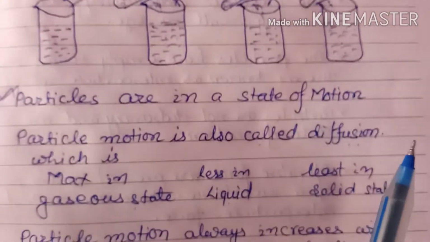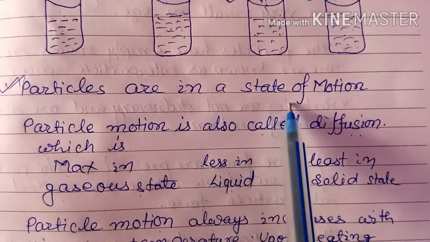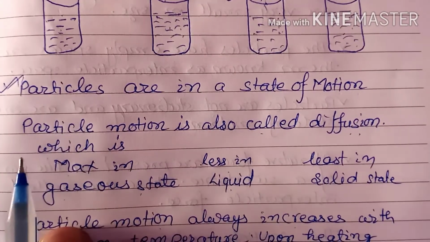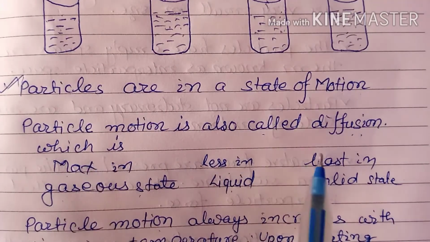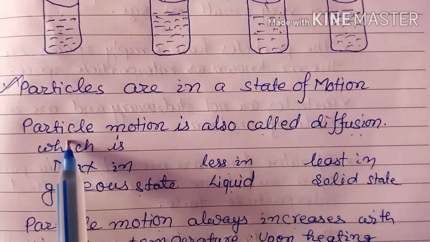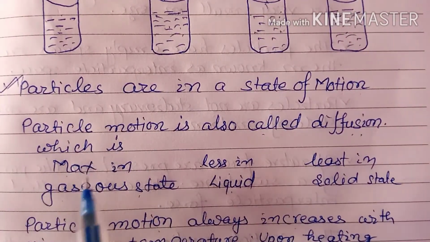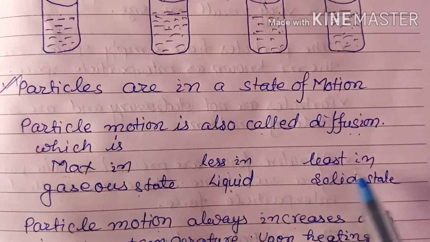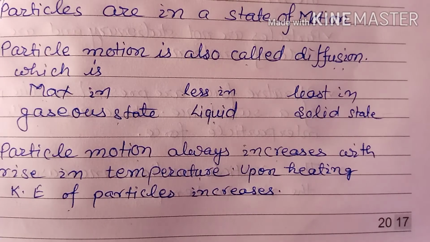And the second characteristic is that particles are always in a state of motion. They are not stationary. They have some empty space, or voids, also called interparticle space, between them, and they are always in motion, and this particle motion is also known as diffusion. The particle motion or diffusion is maximum in the gaseous state, less in liquid and least in solid state. And particle motion always increases with rise in temperature.